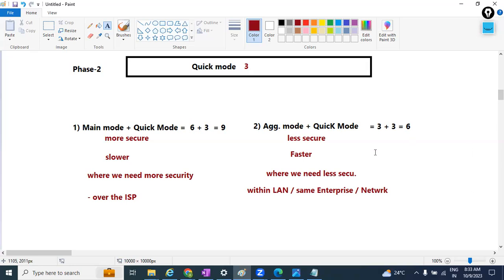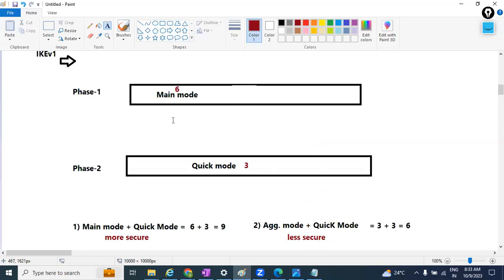Okay. Now, main mode plus quick mode here. So this is the phase 1.